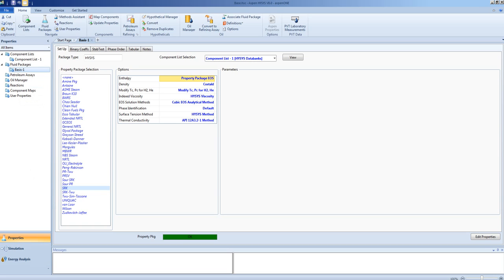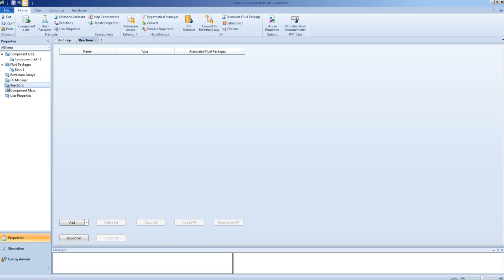In previous videos, we would not have set up any reactions. We would have gone straight into the simulation environment once our component list and fluid package were specified. In this case, we are going to go into the reactions page, and we're going to add a reaction set.